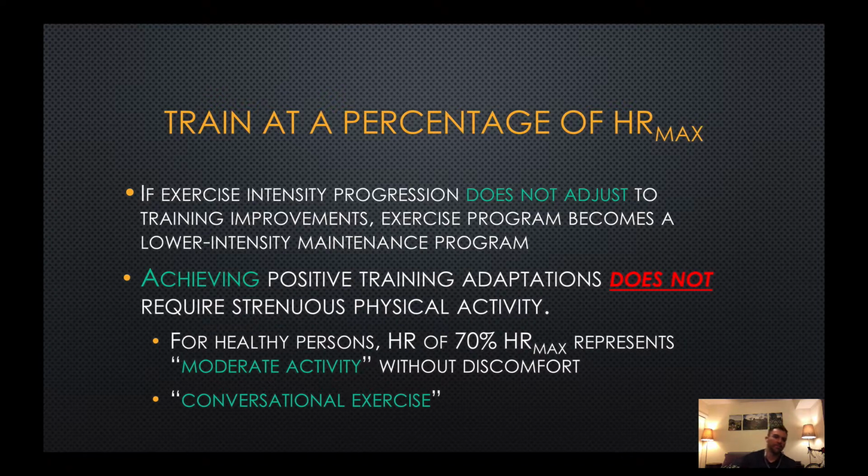So just remember, achieving positive adaptations does not mean you have to go extremely hard. Healthy people can see training at around 70% of heart rate max, which represents moderate activity without discomfort. People can have conversational exercise, which means they can actually talk and still see improvements. They don't need to be sprinting and puking and panting to make aerobic changes. They just need moderate, somewhat strenuous exercise.